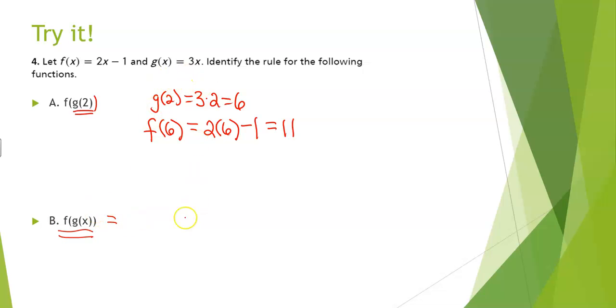I would take my g of x, which is 3x, and I'm taking the g of x and putting it in for x. So now it's 2 times this thing, the output of this one, minus 1. So that's 6x minus 1. Well, what did I say up here? X was 2. So if I put 2 in here, 6 times 2 is 12, minus 1 is 11. So perfect, right? I've made it simpler.